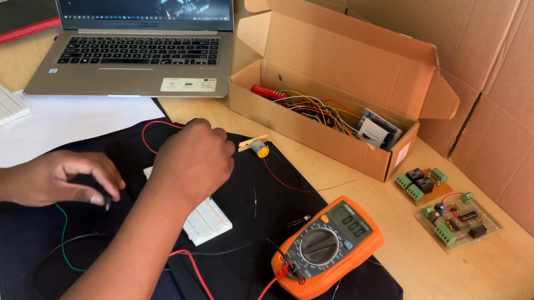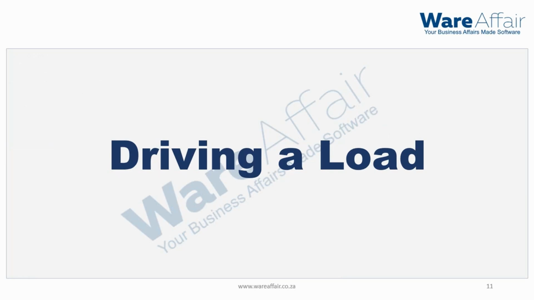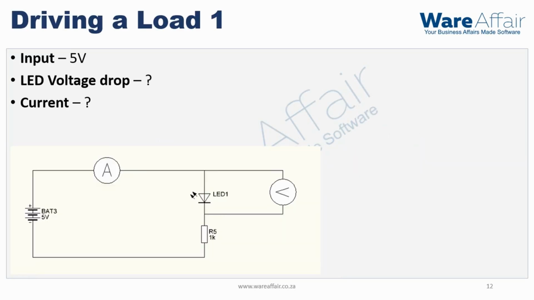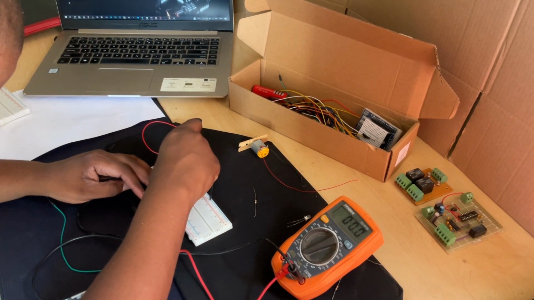So now let's build some circuits that drive a load. For the first circuit, we're going to drive a load of an LED, meaning that we're going to illuminate the LED. In order for us to control the current flowing through, we have to put a resistor in series with the LED to limit the current, so as to not blow the LED. So let's build this circuit.